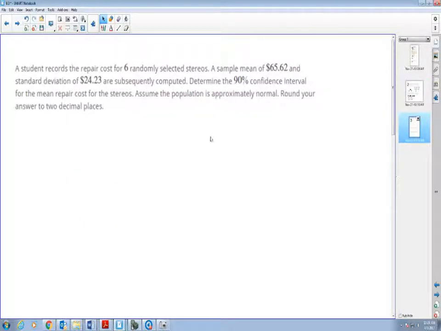Same thing. This problem does not ask you to find the t value, so we're just going to go straight into the calculator. A student records the repair cost of 6 randomly selected stereos, with a sample mean of $65.62 and a standard deviation. So right away you can see that this is the sample mean and the sample standard deviation.